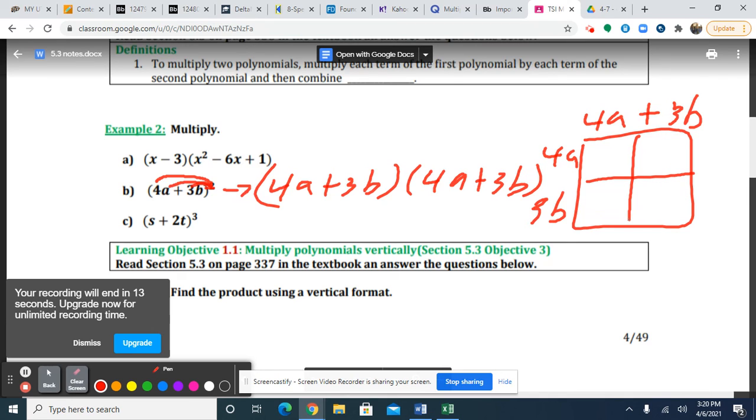So that's 4a times 4a is 16a squared. Then 4a times 3b is 12ab. And 3b times 3b is 9b squared.